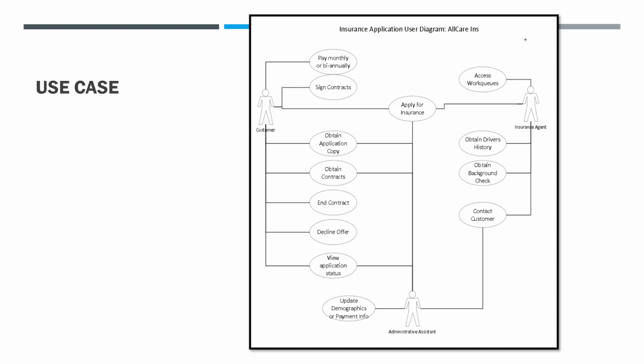As an administrative assistant, they should be able to update demographic or payment info, view the application status, obtain application copy, obtain contract copy, and contact the customer. As an insurance agent, they should be able to access work queues, view the application, obtain the driver history, obtain the background check, and contact the customer.